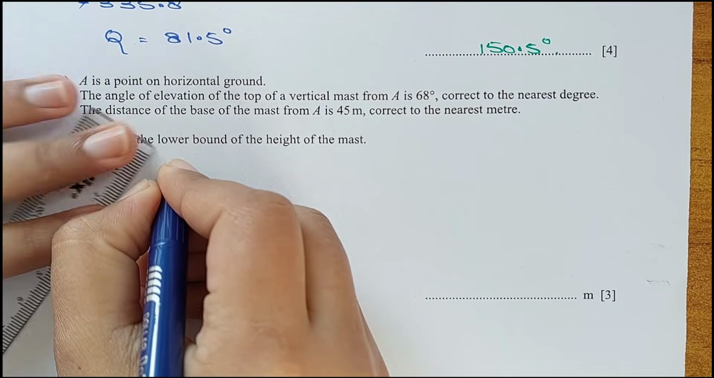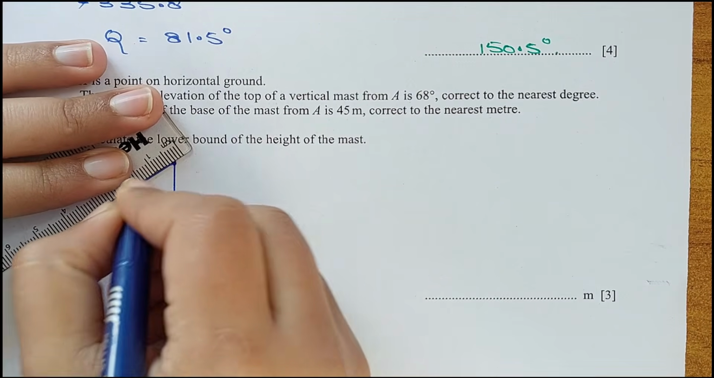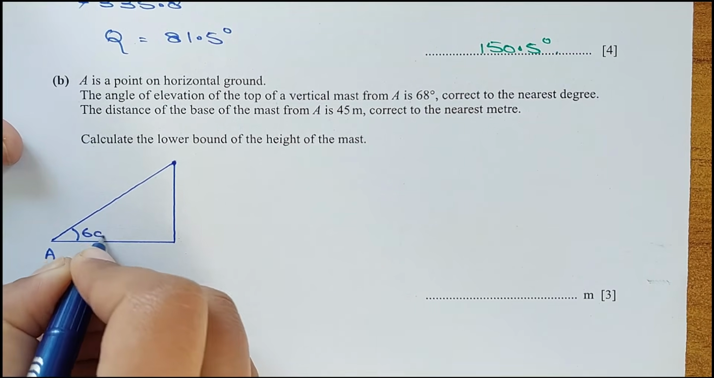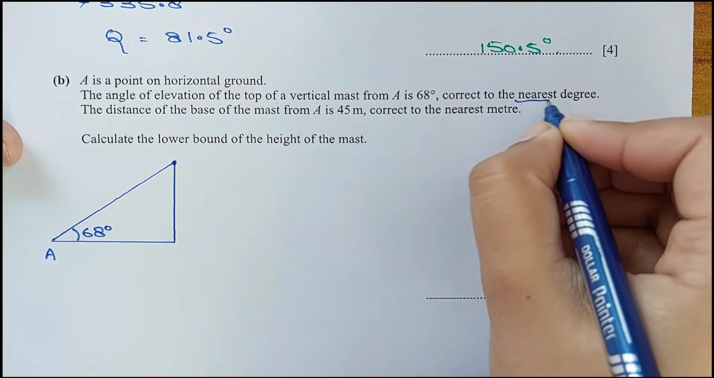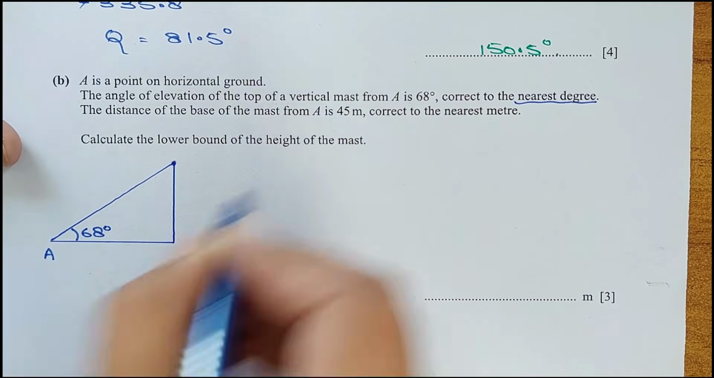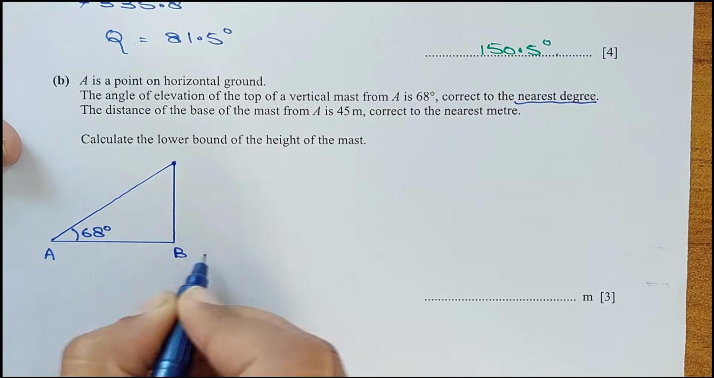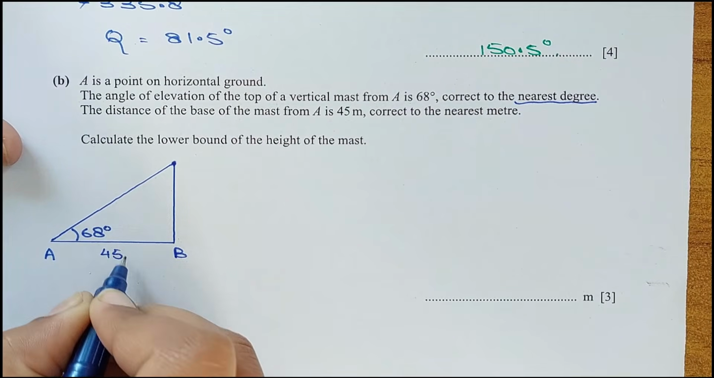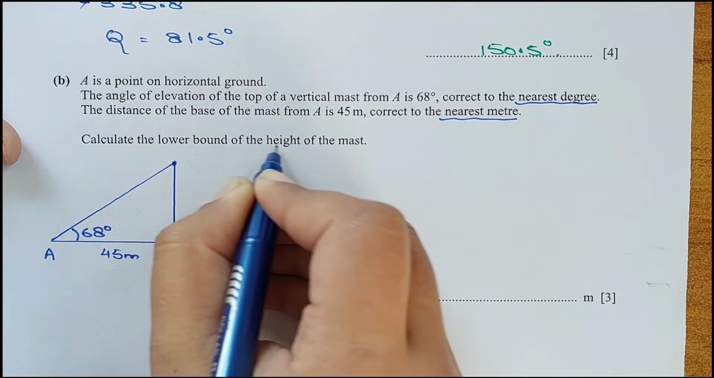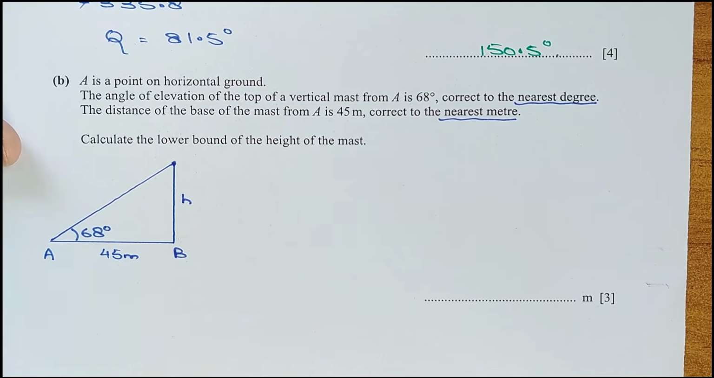This is the top of the vertical mast and its angle of elevation is 68 degrees, correct to the nearest degree. The distance of the base of the mast from A is 45 meters, correct to the nearest meter. Calculate the lower bound of the height of the mast. We have to find the height of the mast, right?